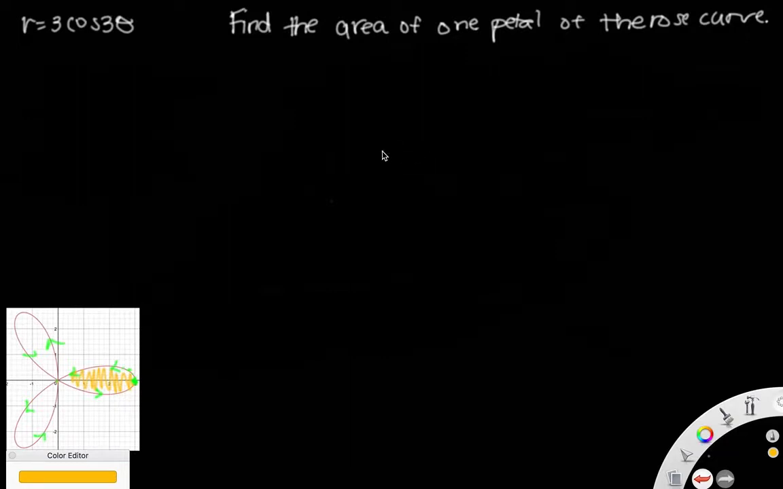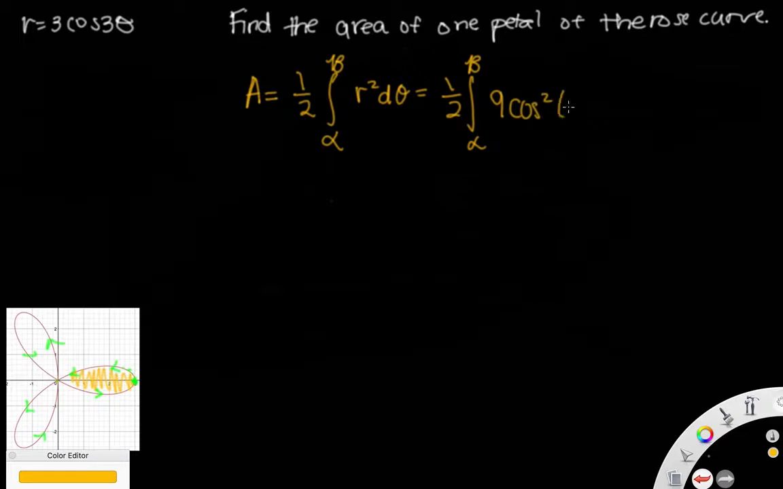Now, the area of polar regions is given by the equation A equals 1/2 the integral from alpha to beta of r squared d theta. And we already know that r is 3 cosine of 3 theta, so if we square that, that's going to be 3 squared, which is 9, times cosine squared of 3 theta, d theta. Now, we want to find alpha and beta, and that's really the hardest part in this problem, is finding the boundaries. And that's, again, why you want to use a graph.